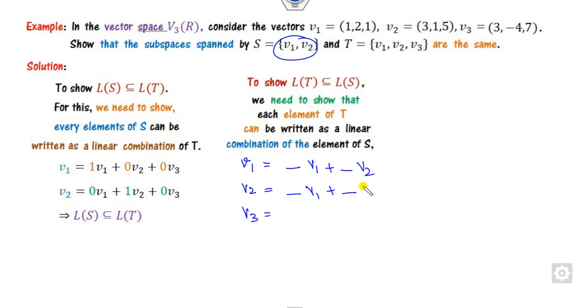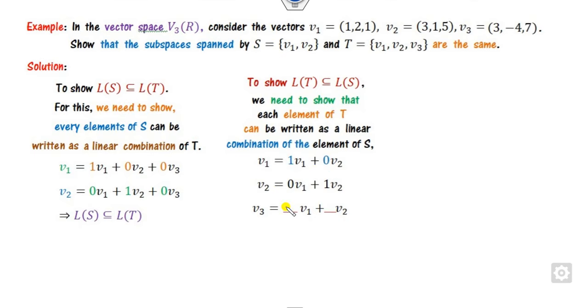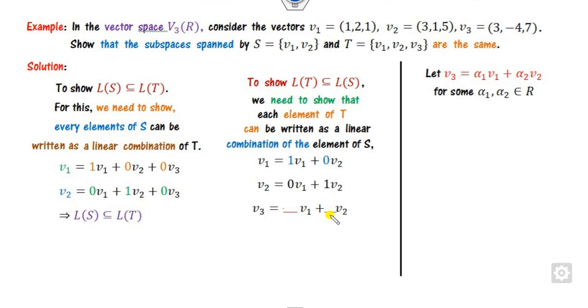Can you find the coefficients of V1 and V2 so that it can be written in the form here? For the first pair, you can easily write that it's a 1 and 0. For the second pair, you can easily write this one. But what about this value? You can't easily write that. It means your target is to find this value. How do you find this? This is nothing but the linear combination. You can write it like here.